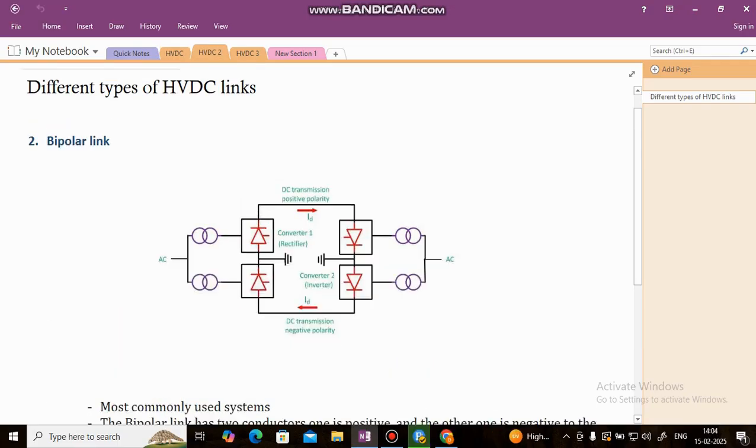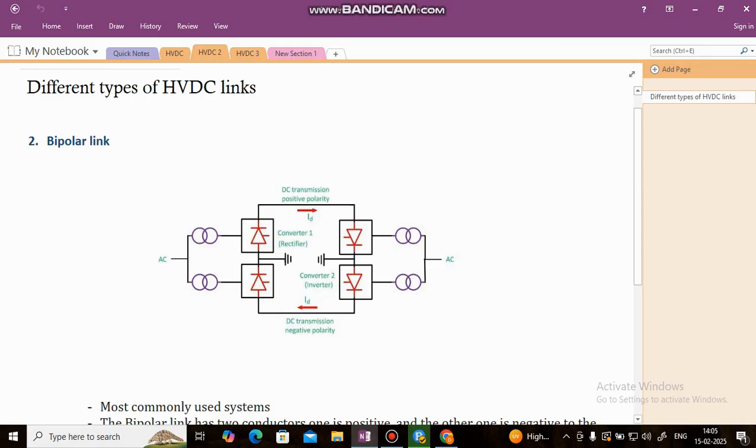Bipolar link, as the name suggests, there are two conductors to transfer the power. The main advantage of monopolar link was that it contains only one conductor to transfer the power, so its initial cost is very less. But the drawback of monopolar link was that if any fault occurs in the transmission line, then the whole system will collapse.